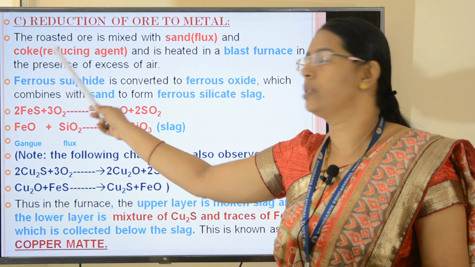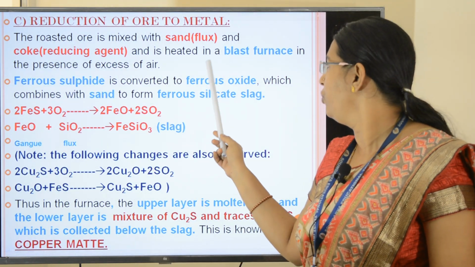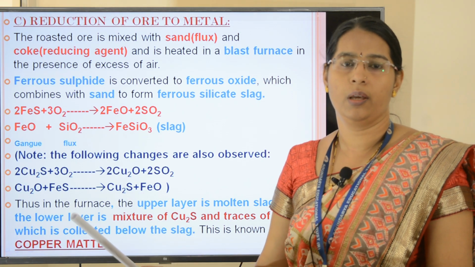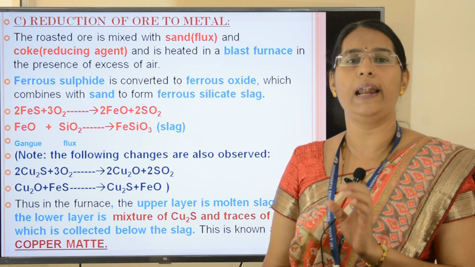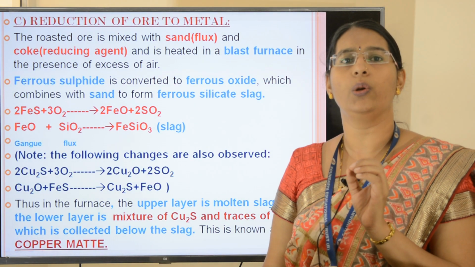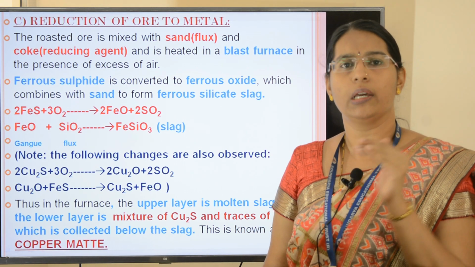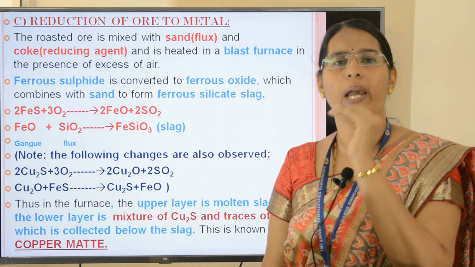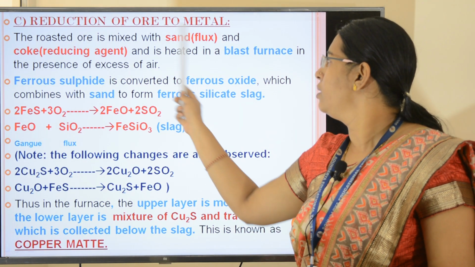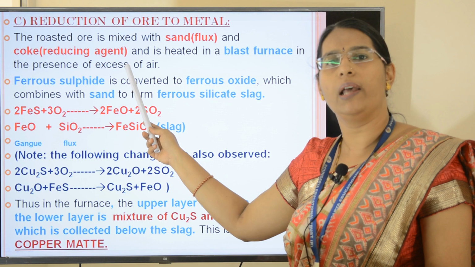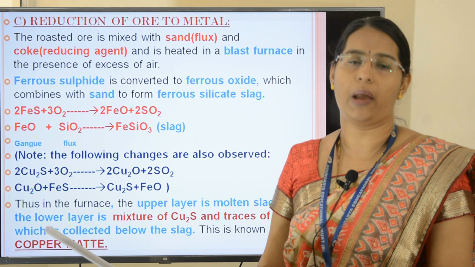Coke is used as a reducing agent, and this mixture, which is also known as charge, is introduced inside the blast furnace. Blast furnace is a tall cylindrical furnace made up of steel and lined inside with a special kind of brick known as fire brick, which is used for the heating purpose. And hot air is introduced inside the blast furnace through a pipe known as tuyere from the bottom. When hot air is passed inside the blast furnace, various chemical changes take place inside the blast furnace.